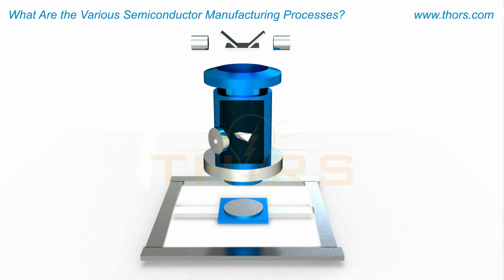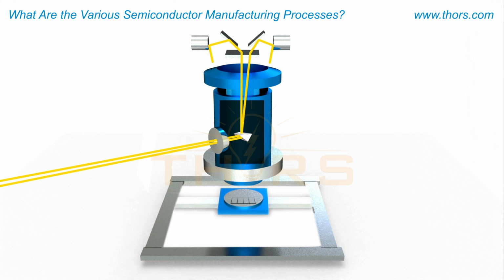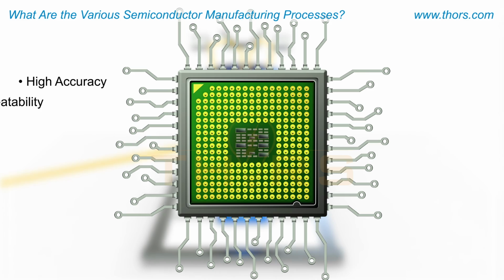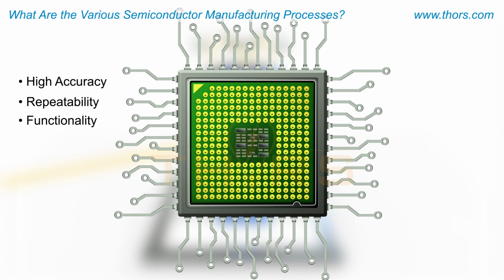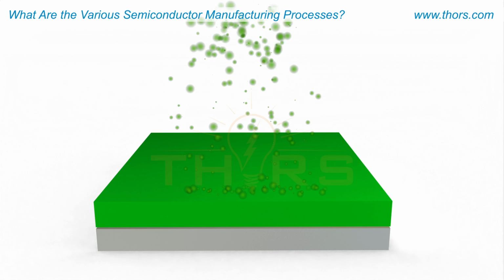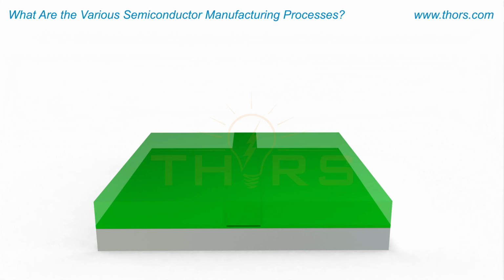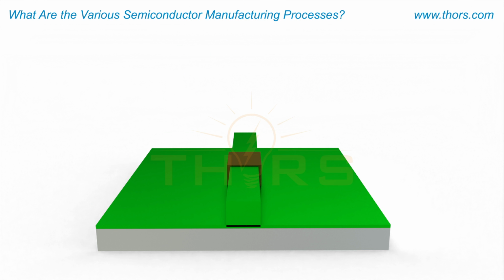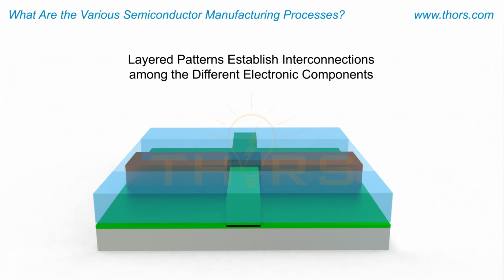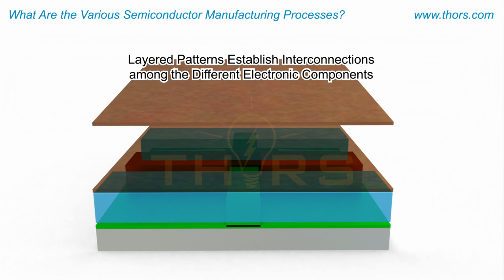Semiconductor manufacturing involves various processes that transform a wafer into microchips with high accuracy, repeatability, and functionality. A wafer, after being deposited with a conductive or dielectric material, undergoes a series of processes to generate layered patterns that establish interconnections among the different electronic components in a microchip.